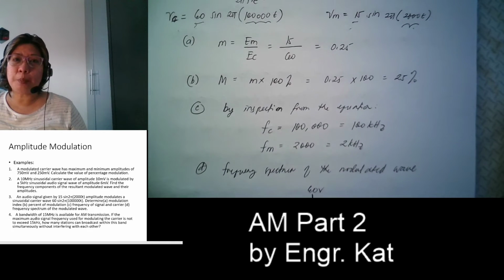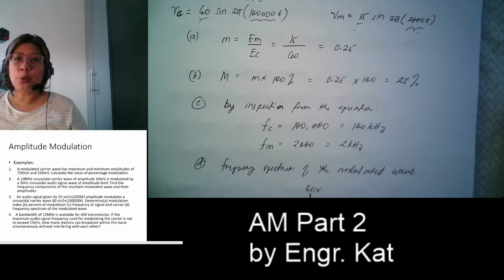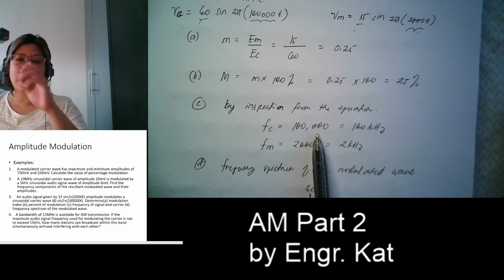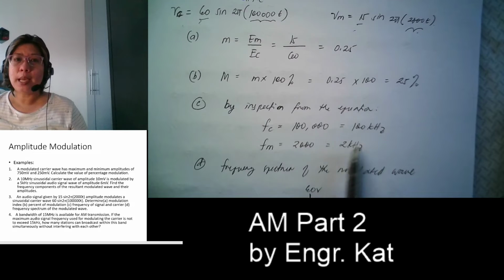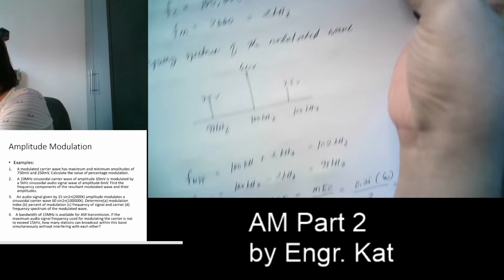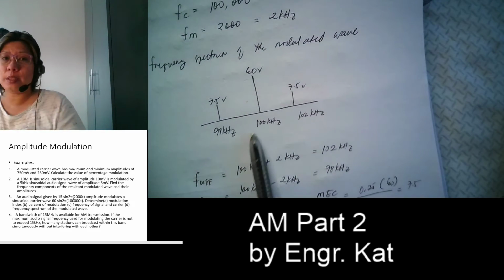Okay, so we are asked for the frequency and there is no need to solve. Just by inspection from the equation, we know that your carrier frequency is 100,000, or we can write that as 100 kilohertz. And then your fm or your modulating frequency is 2,000, or we can write that as 2 kilohertz.